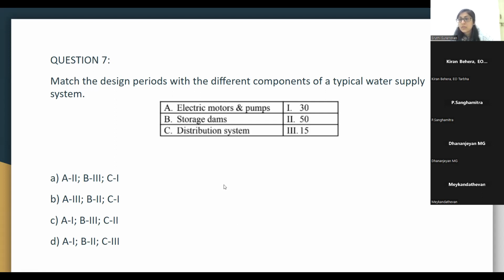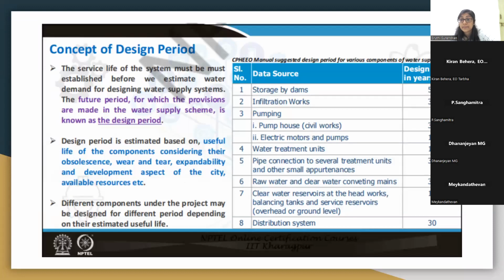I think only one gave the answer. Okay. Mujahid, Kiran, Sangamitra all have given B as the answer, which is A3: electric motor pumps 15, storage dams 50, distribution system 30. We'll go to the answer.